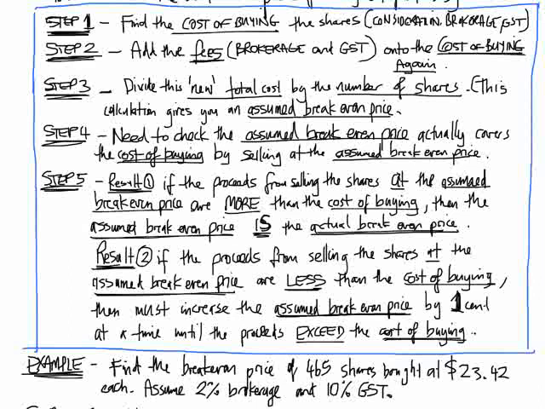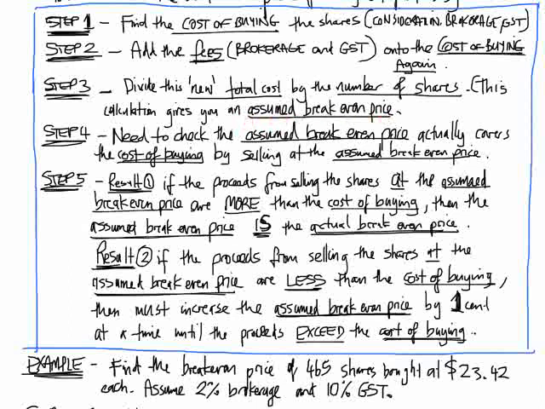So step 3, you need to divide this new total cost, so that's the cost of buying the shares with the fees added on again, that's the new total cost, and divide that by the number of shares you've got. And this calculation gives you something that I want you to call the assumed break-even price. In year 11, you would have stopped there. You would have said that this is the break-even price.